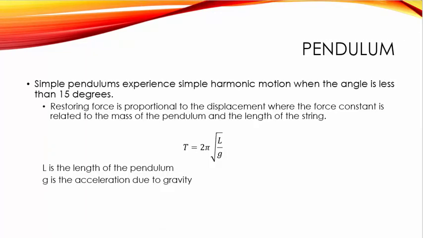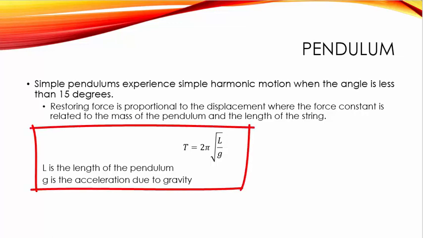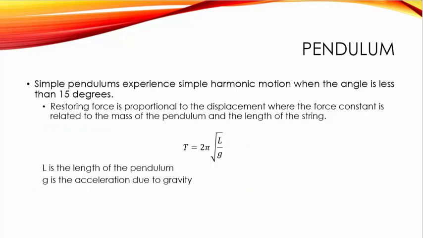So another example of simple harmonic motion is a pendulum, and the pendulum's got an even tighter definition. The angle needs to be less than 15 degrees from the equilibrium point for it to be simple harmonic motion. The expression for this looks very much like the spring. The period is 2 pi times the square root of L over g, where L is the length of the string of the pendulum, g is the acceleration due to gravity, and the restoring force is still proportional to the displacement as long as you stay within that small angle.